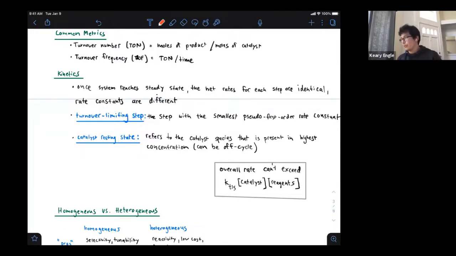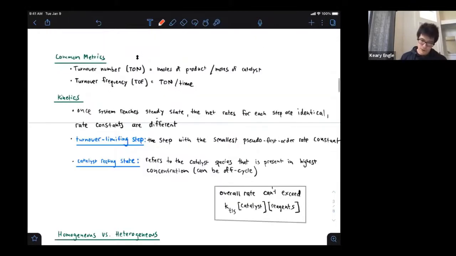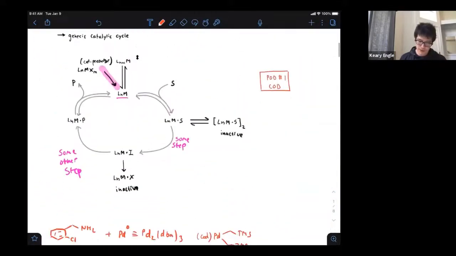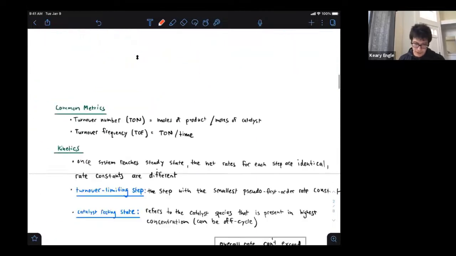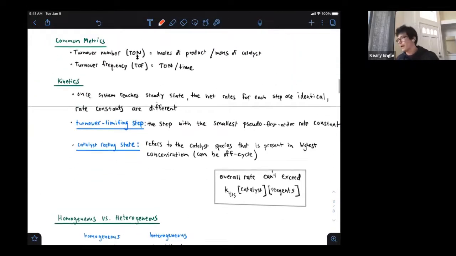These homogeneous catalytic reactions are often approximated using steady state approximation. And so when the system reaches steady state, even though there are many steps, obviously, each step, when it's at steady state, is progressing with identical rate, though the rate constants for each step are different.